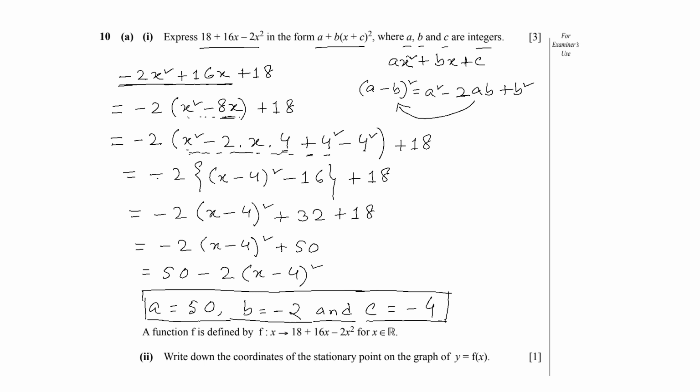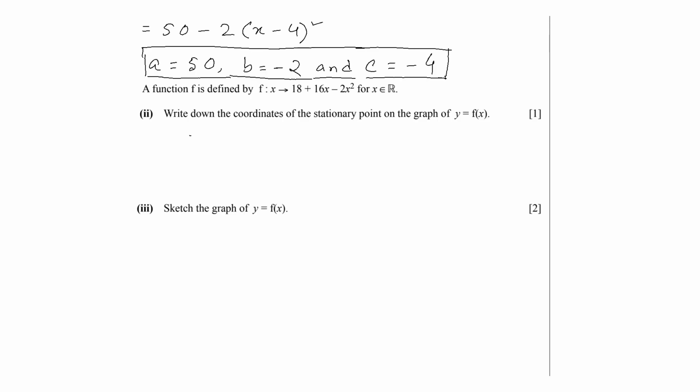As the first part of this question has been done, now let's move on to the next part. Here they defined a function with the given quadratic expression, and the domain of this function is all real numbers because x belongs to all real numbers, and we have to find the coordinates of the stationary points on the graph where y equals f(x).